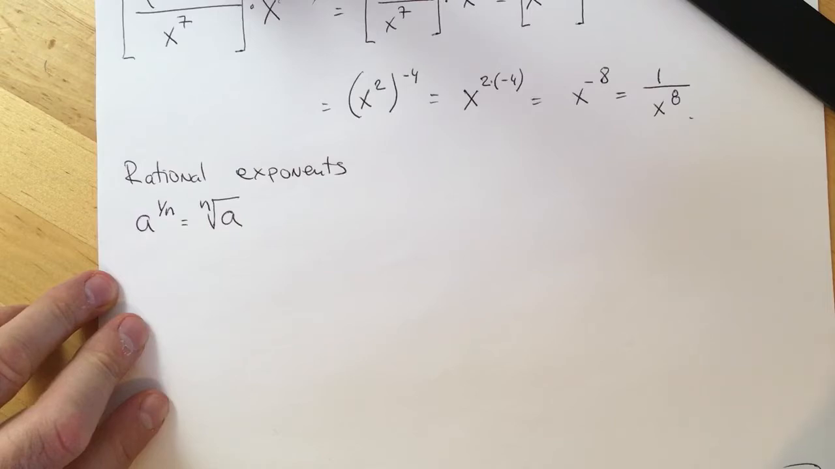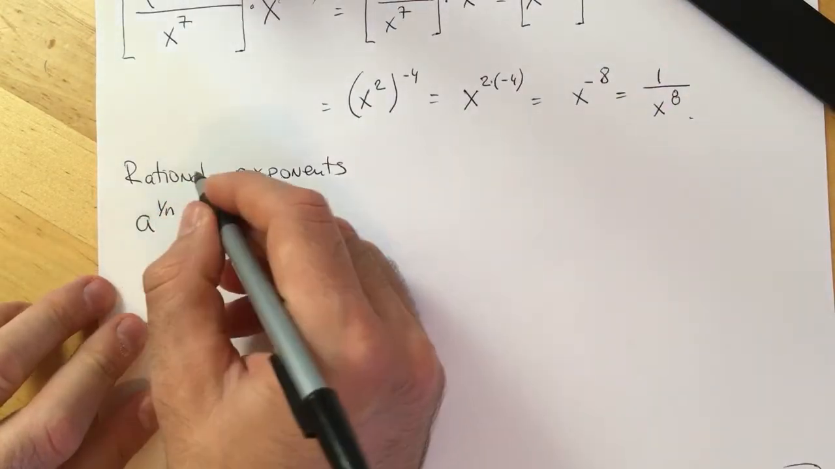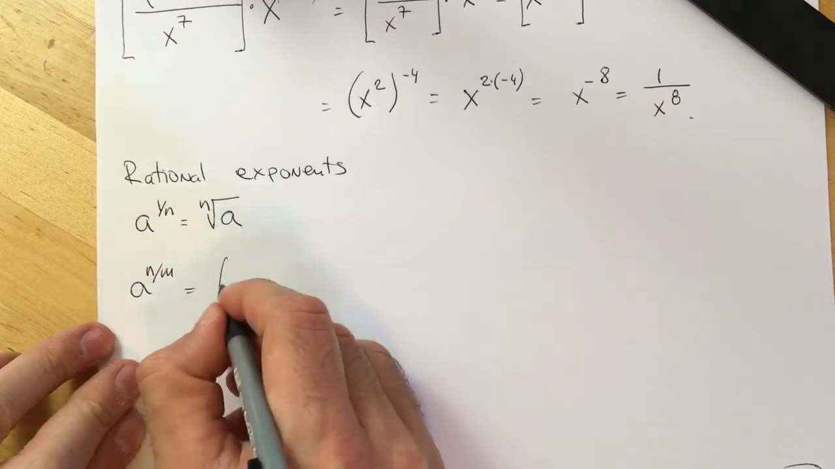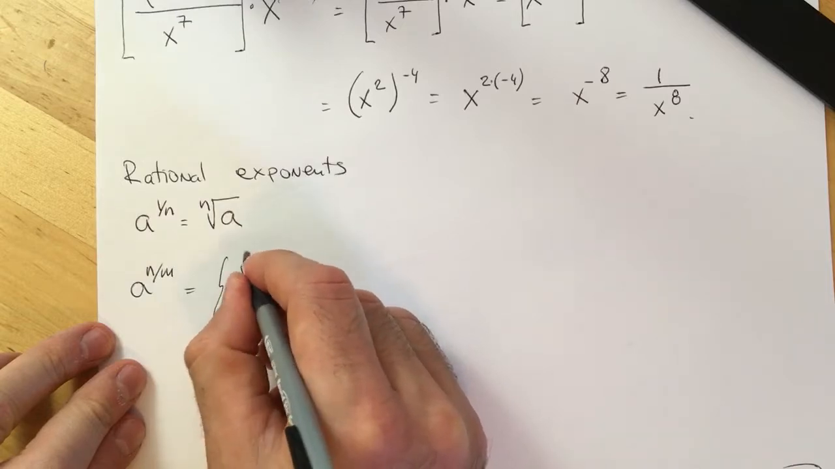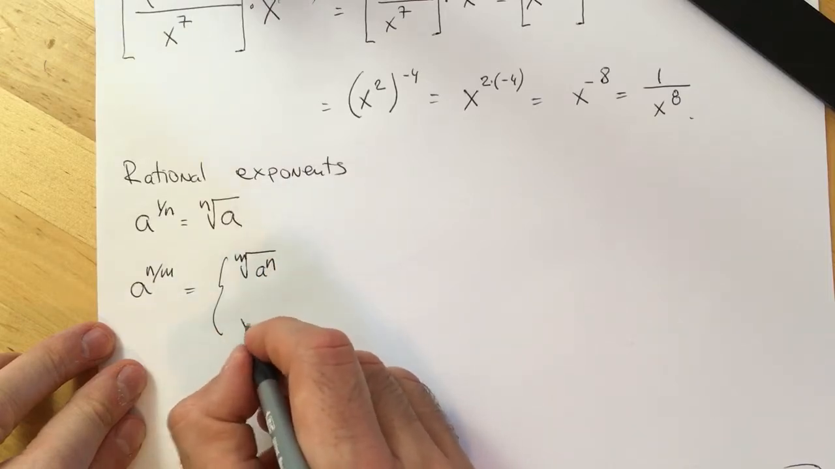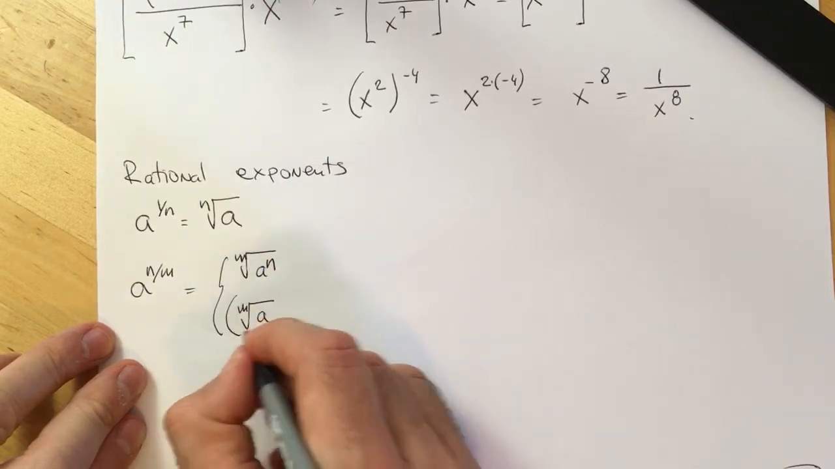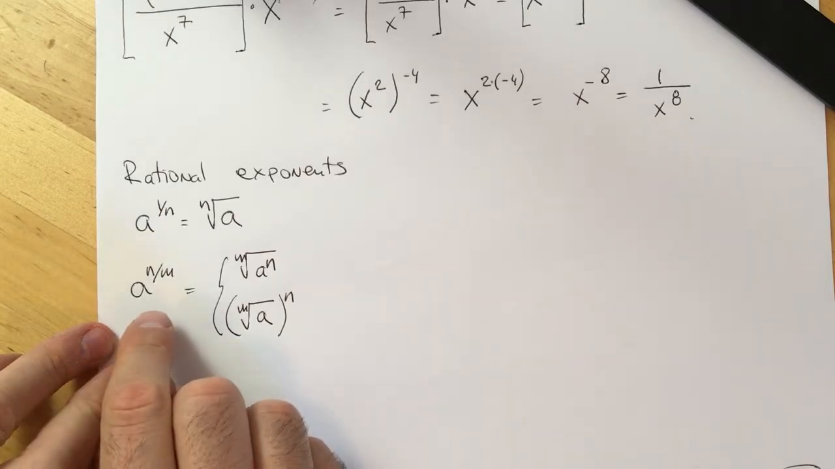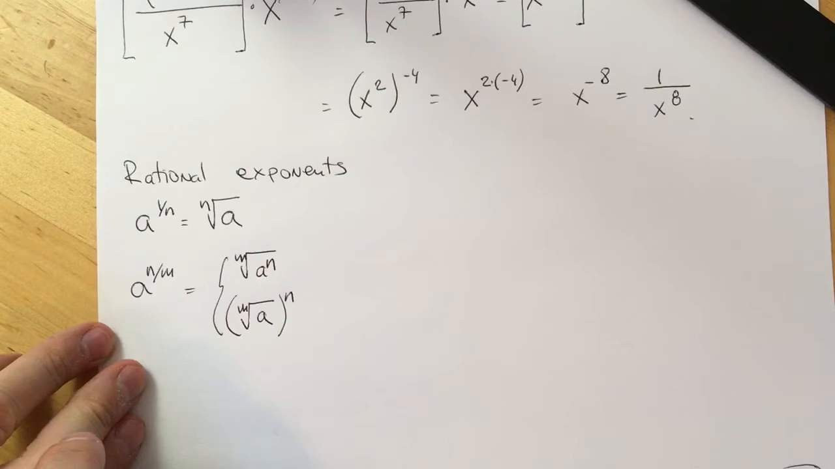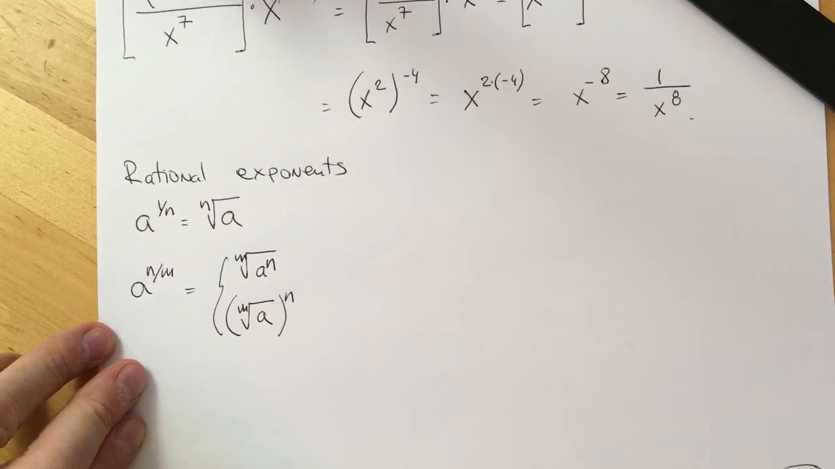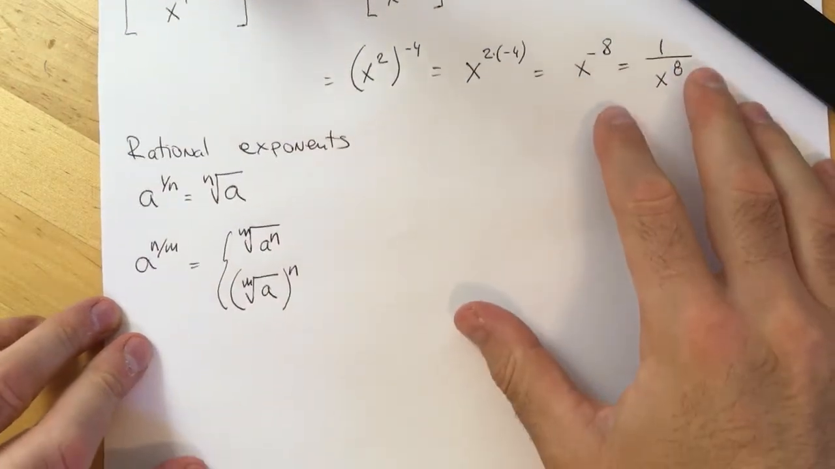And what happens if I bring this to the power of n? Then in that case, a to power n over m is equal to the mth root of a to the power of n, or can be treated as the mth root of a, the whole expression raised to power n, of course, as long as m is different than 0, and as long as a is non-negative.